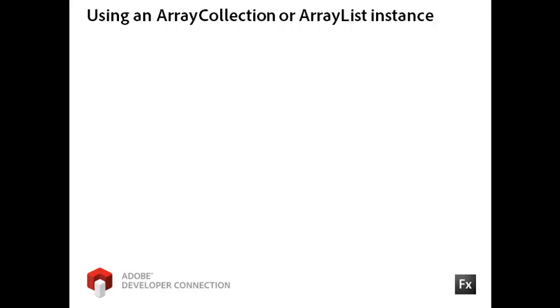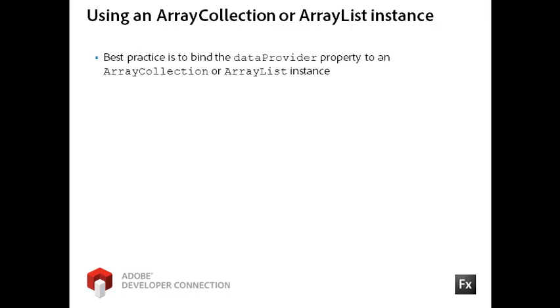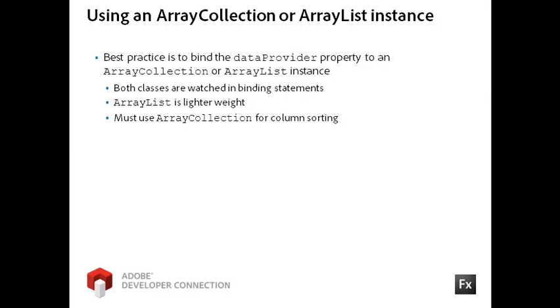Remember from previous discussions that the best practice is to bind the data provider property to an instance of the array collection or array list class. Both classes are watched in binding statements, but the array list class is lighter in weight and is typically used when you are not implementing any advanced sorting of data. On the other hand, you must use the array collection class for column sorting.